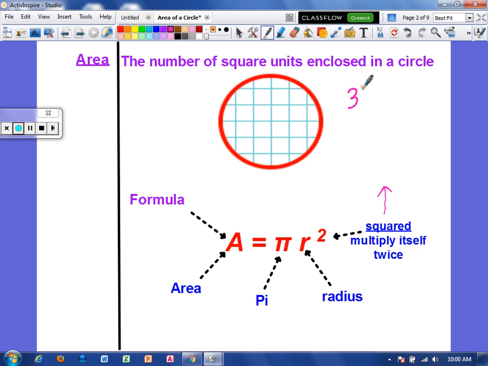If you have 3 squared, that means you're going to do 3 times 3. You're writing the number 3 2 times and then multiplying it together to get 9. So if you had 5 squared, since the exponent is 2, you write 5 2 times and multiply it together to get 25.